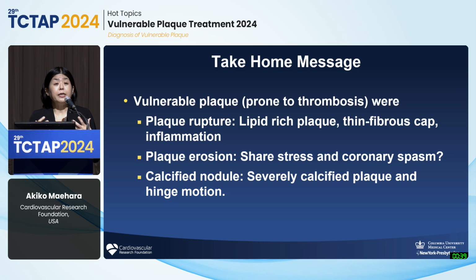So I do think when we define the vulnerable plaque, we have to define it in a different way based on the different pathophysiology. If we are talking about the vulnerable plaque to predict plaque rupture, that should be lipid-rich plaque, thin fibrous cap, and probably intraplaque hemorrhage or inflammation is important. But when we look into plaque erosion, the vulnerable plaque should be more shear stress or coronary spasm. This could probably be part of the reason for this phenomenon. And finally, the vulnerable plaque causing the calcified nodule is really severely calcified plaque and the hinge motion movement. Thank you.